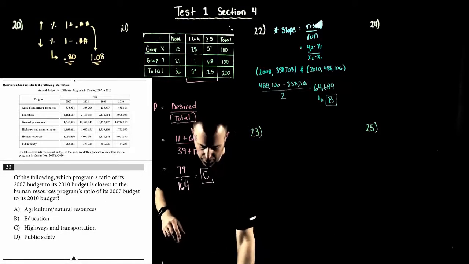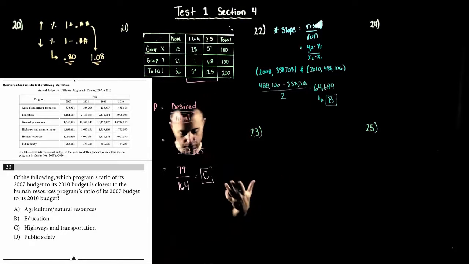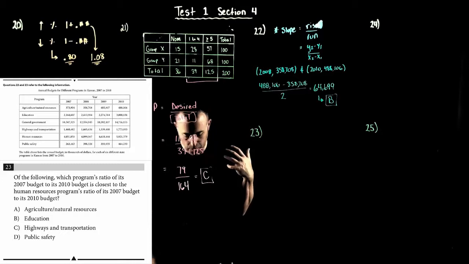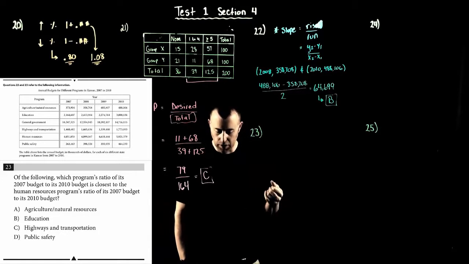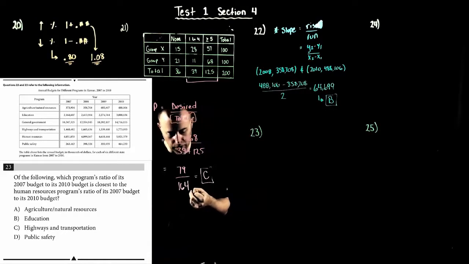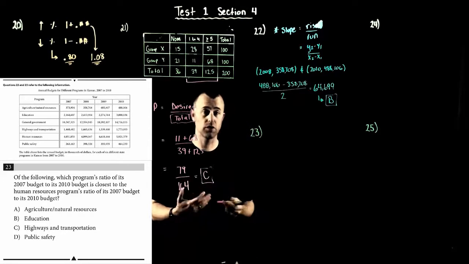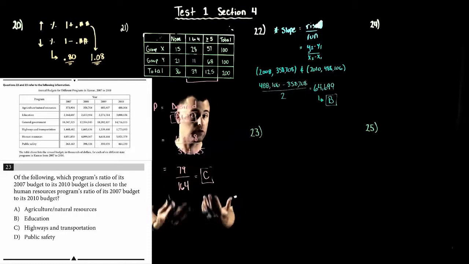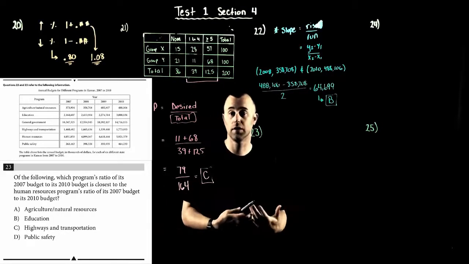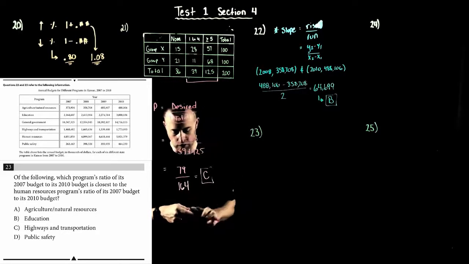So then we have number 23. It says, of the following, which program's ratio of its 2007 budget to its 2010 budget is closest to the human resources program's ratio from 2007 to 2010? So they're telling me about a ratio, so I'm going to be doing a fraction here. Now a ratio, again, is just you dividing these two things. So when they say the ratio, obviously I want to start with the ratio that I was originally given, which is the human resources ratio from 2007 to 2010.